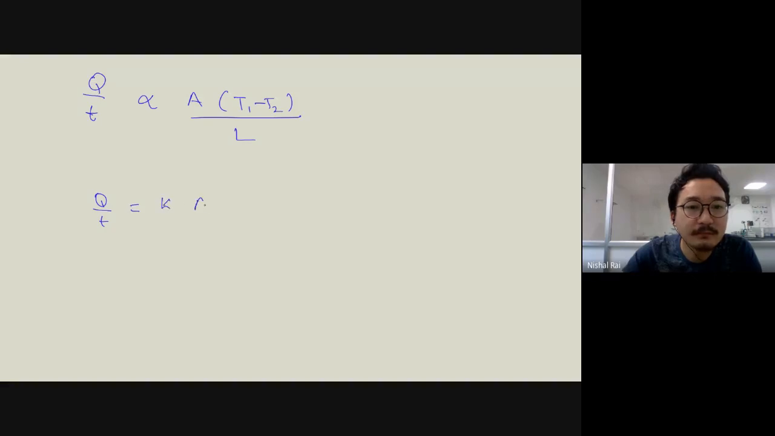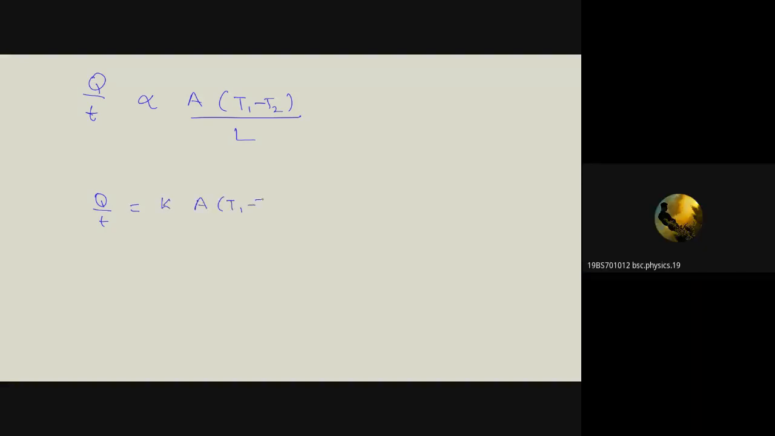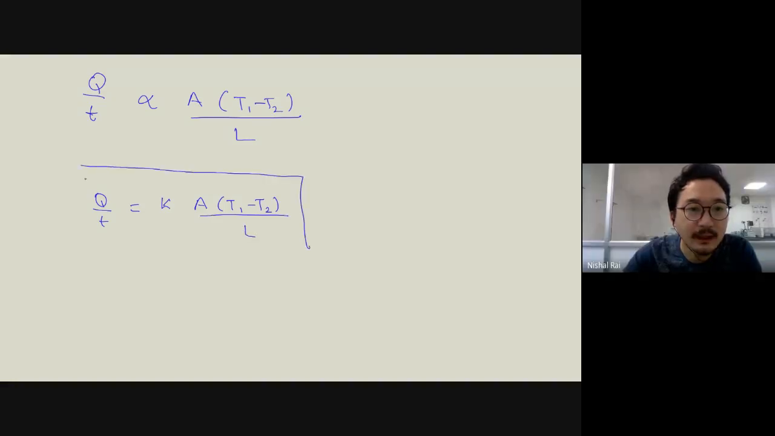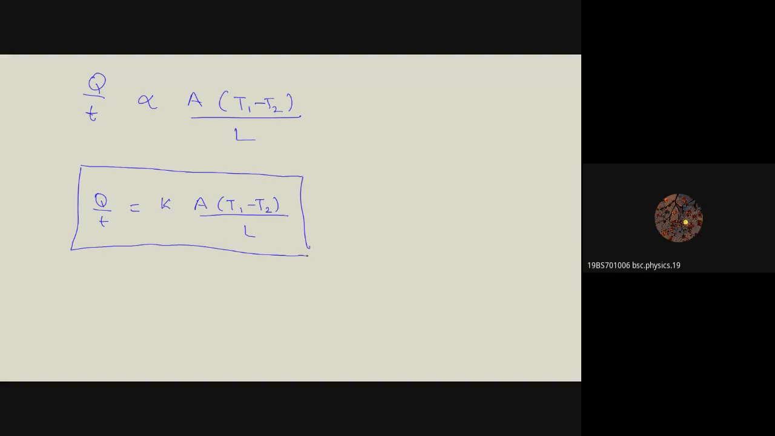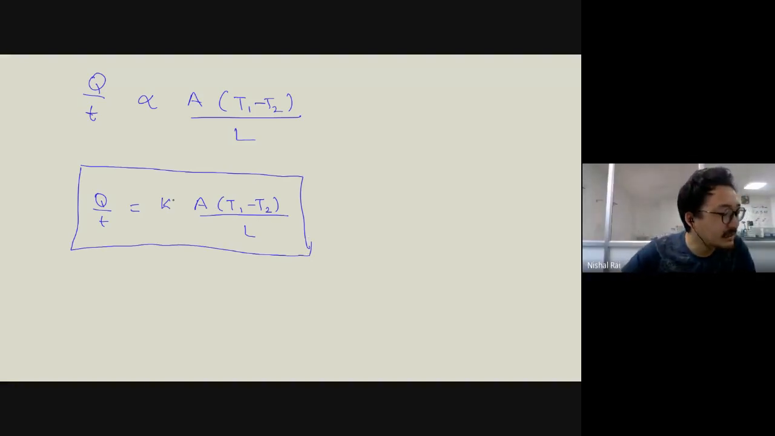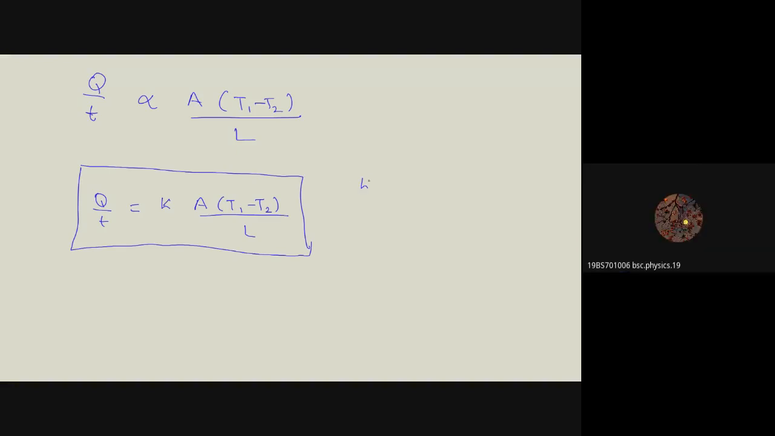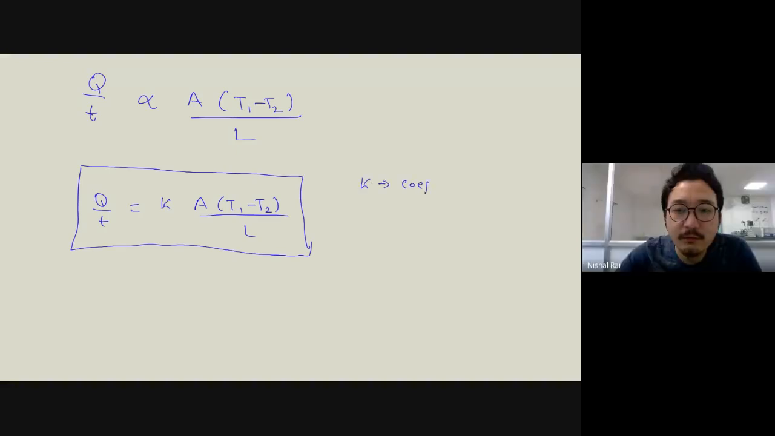Some constant K, and you'll get a relation like this. Yes, sir. Now, what is this K called? K is basically called the coefficient of thermal conductivity.